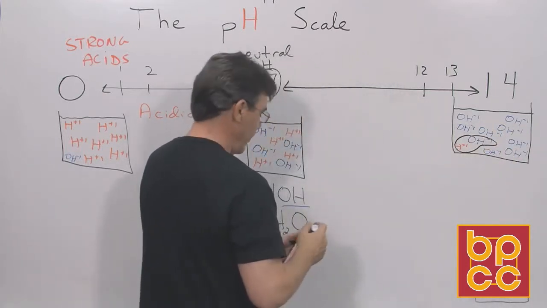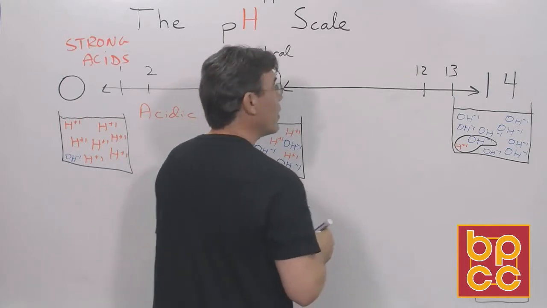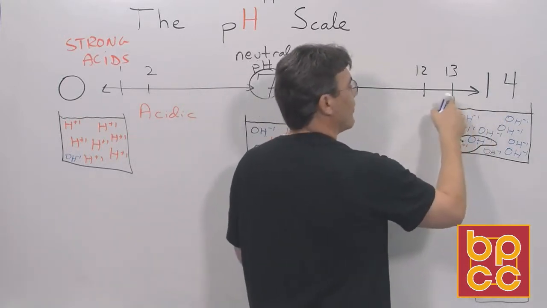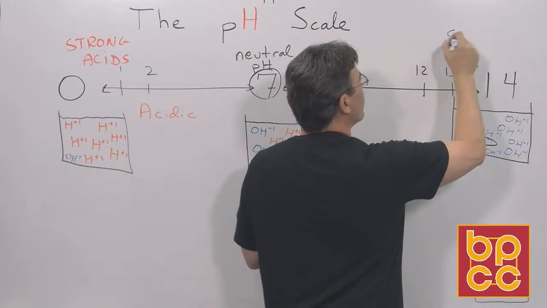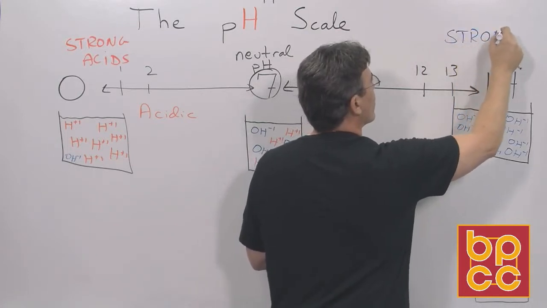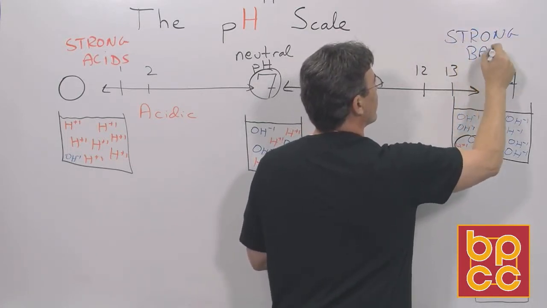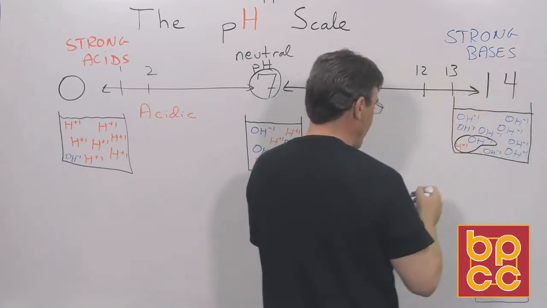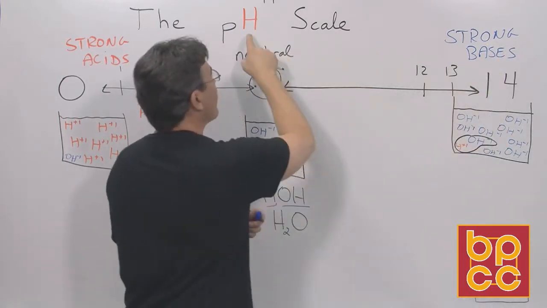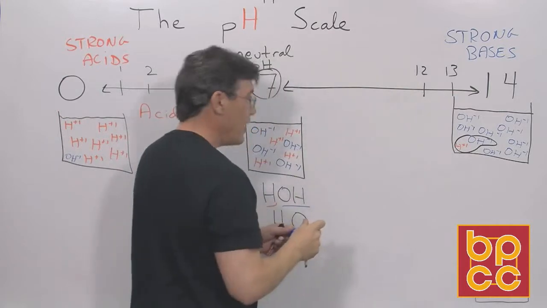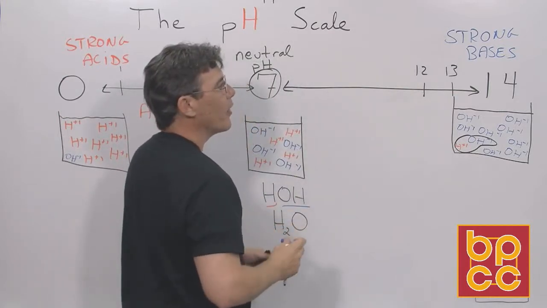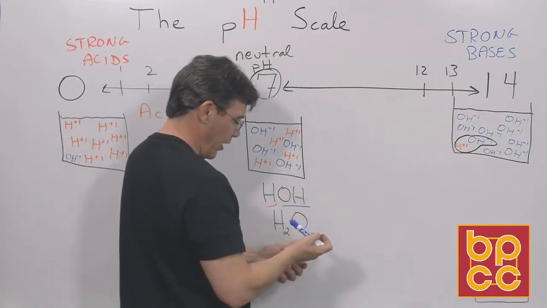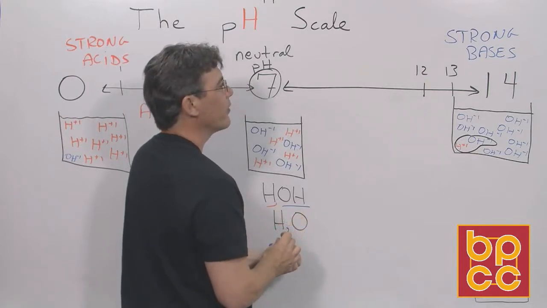So this end of the pH scale, 14, even 13 and 12, these are the strong bases. So the higher the number on the pH scale, the high numbers indicate a predominance of the OH ion, indicating a strong base.